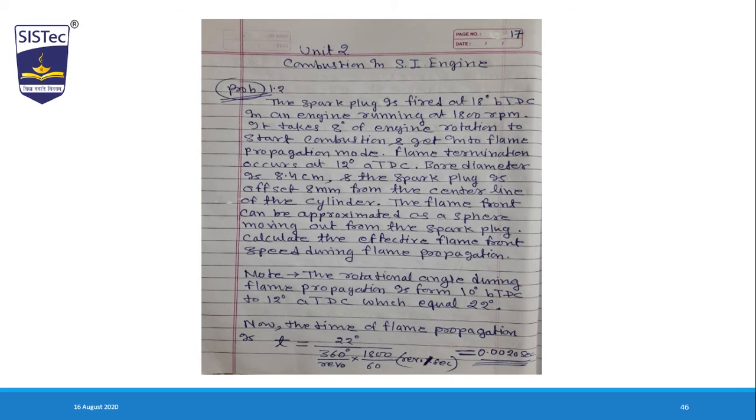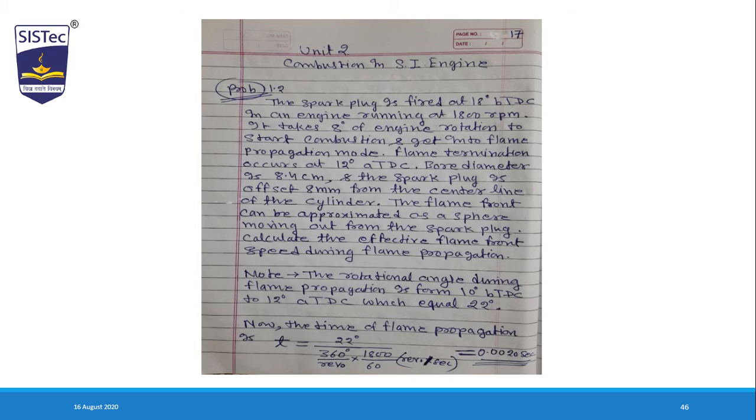The bore diameter is 8.4 centimeters and the spark plug is offset 8 millimeters from the center line of the cylinder. The flame front can be approximated as a sphere moving out from the spark plug. Calculate the effective flame front speed during flame propagation. Note, the rotational angle during flame propagation is from 10 degrees before top dead center to 12 degrees after top dead center, which equals 22 degrees.